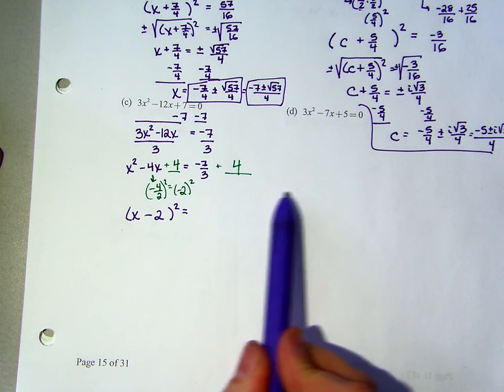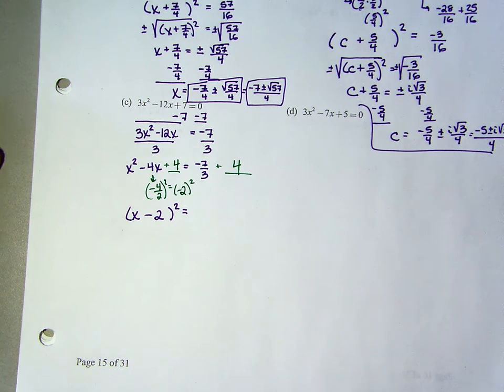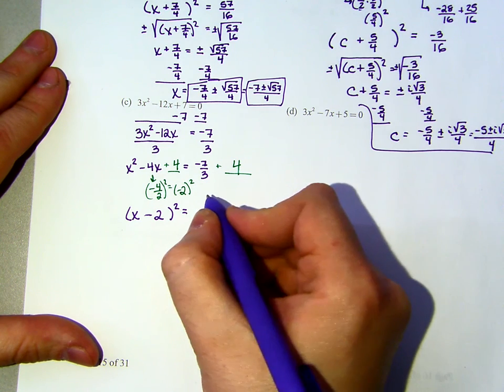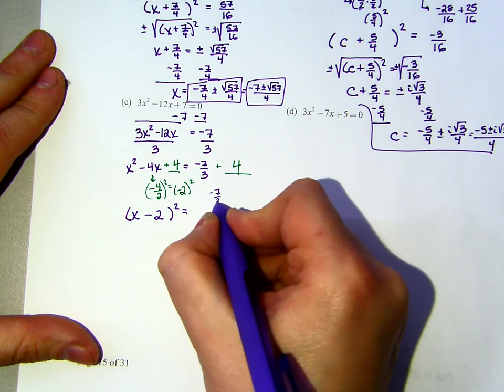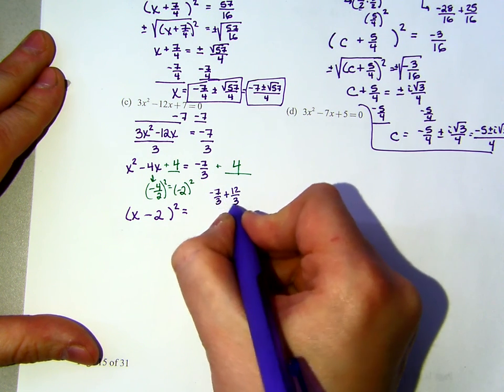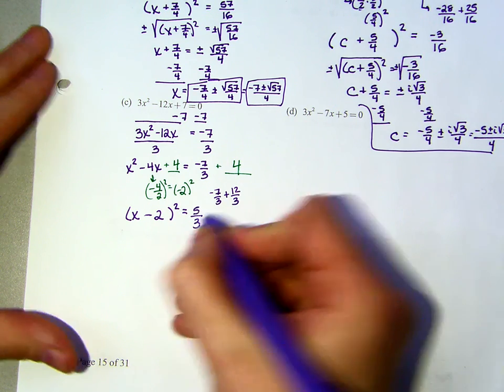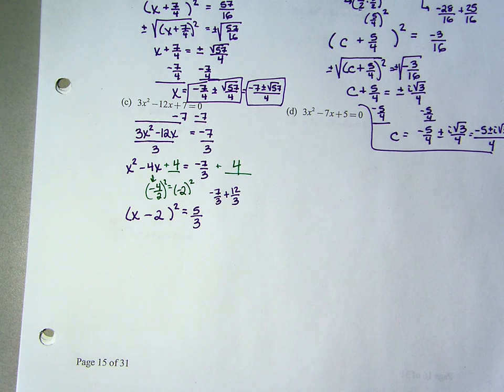Toby, have you added, no, actually, Toby, what do you have? Negative 7 over 3 plus 12 over 3, what do you get? You should get x minus 2 squared equals 5/3.